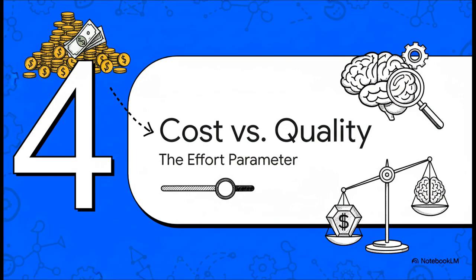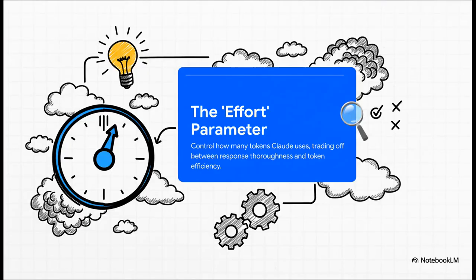All right, so that's memory sorted. Now for wall number 2, cost. I mean, even if you have a massive context window, you've still got to pay for every single token. This next tool gives you a dial to control that trade-off between how good the response is and how much you're paying for it. It's called the effort parameter, and honestly, it's as simple as it sounds. Just picture a dial.